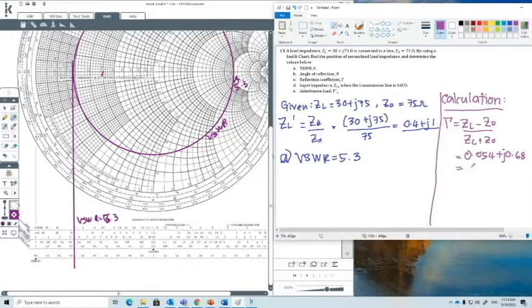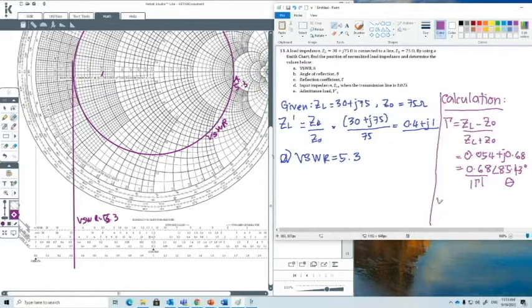Okay, ini adalah dalam rectangular, so you need to convert it in polar form. So in polar form, you will get 0.68 angle of 85.43 degree. Okay, so kita akan pakai degree. So once dah dapat reflection coefficient, ini adalah jawapan untuk reflection coefficient dan ini adalah jawapan untuk you punya angle of reflection. Okay, so this is just to semak you punya jawapan.